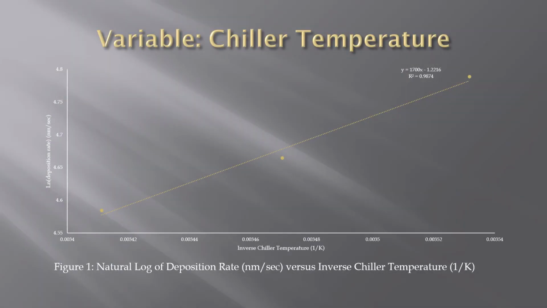The first variable tested was the change in chiller temperature. The natural log of deposition rate was plotted against the inverse chiller temperature, showing that as chiller temperature decreased, the deposition rate increased. The reason for this is because the activation energy was found to be negative 11 kilojoules per mole. Since the reaction is exothermic, the deposition rate increases as energy is removed.